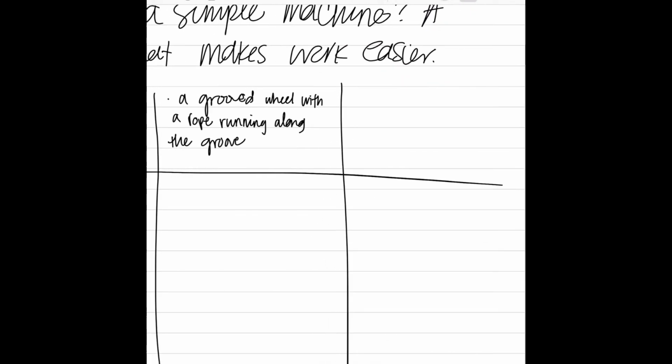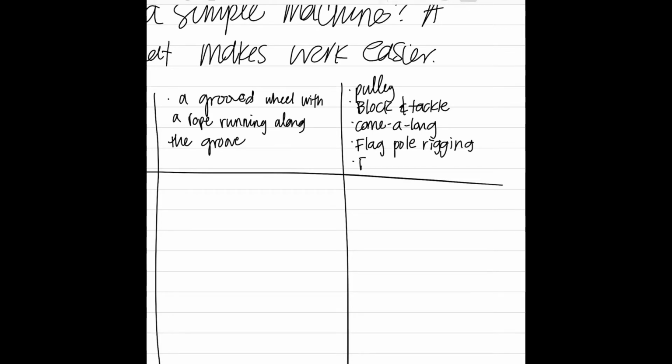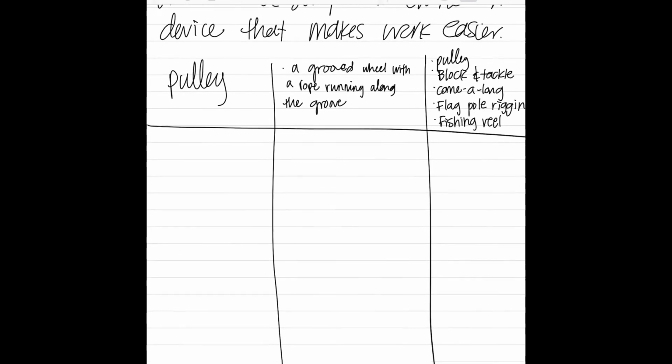Okay, some examples. A pulley itself, a block and tackle. If you don't know what that is, it's just a bunch of pulleys together all in one. A come along. This is what you use to put in barbed wire fences. Rigging on a flagpole. A fishing reel, not the fishing pole, but the reel with the line. So technically the fishing line would count as that rope.